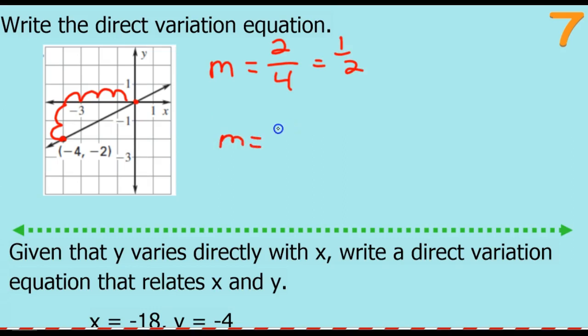So I know that my direct variation equation, or my direct variation, means that it goes through 0. So I know that we're not going to have a y-intercept. So our equation is going to be y equals 1/2 x plus 0, or just y equals 1/2 x.